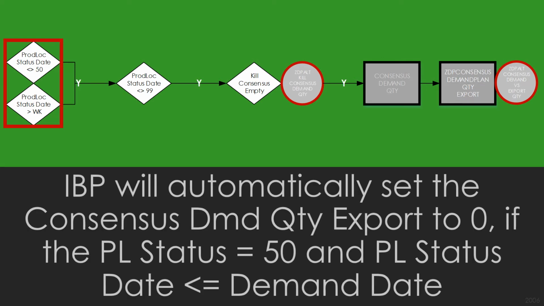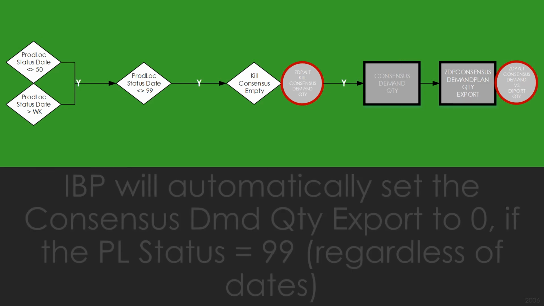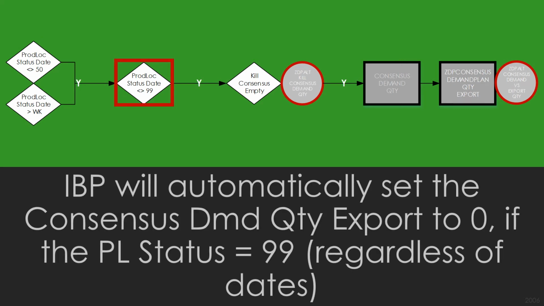IBP will automatically set the consensus demand quantity export to 0 if the product location status equals 50 and the product location status date is less than or equal to the demand date. IBP will also automatically set the consensus demand quantity export to 0 if the product location status equals 99, regardless of the dates.